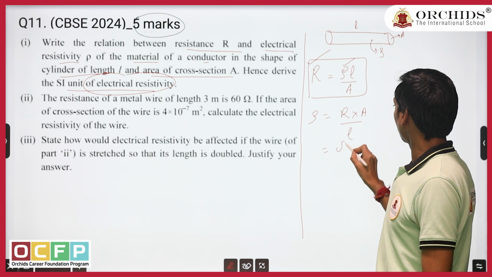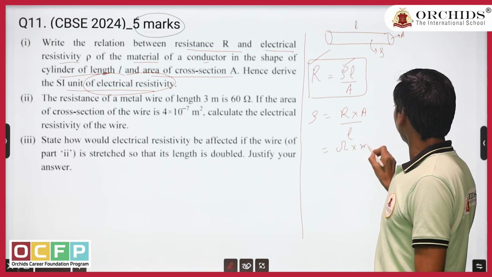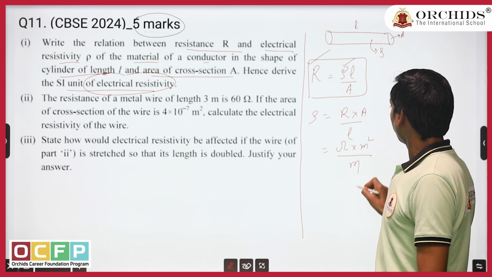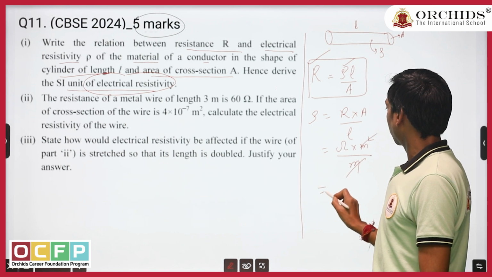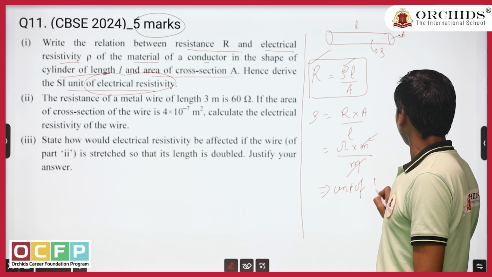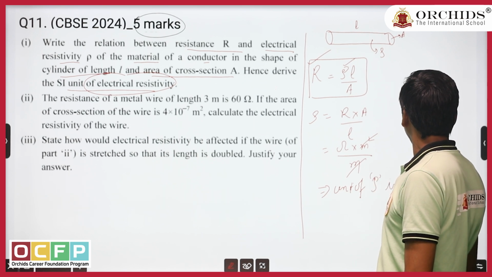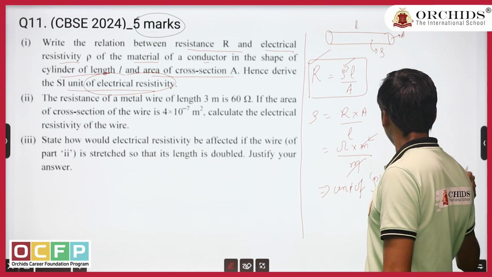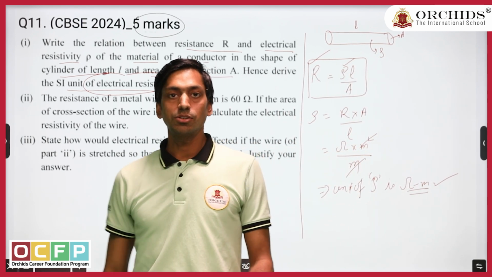So resistance unit is ohm, the SI unit of area is meter square, divided by length unit meter. So meter and meter square will cancel. So the unit of resistivity is ohm meter. That is the SI unit of resistivity, that is ohm meter.